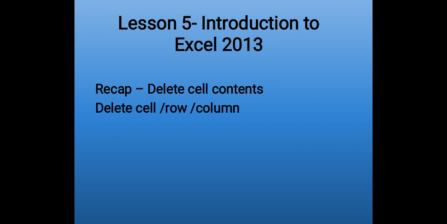Children, last time we studied how we can delete cell contents and how we can delete a cell, row, or column from the Excel sheet. To delete data or cell content, we select the cell and press the Delete key from the keyboard, or we can use the Clear Contents option from the shortcut menu. It will only delete the data, it will not delete the cell from the Excel sheet.